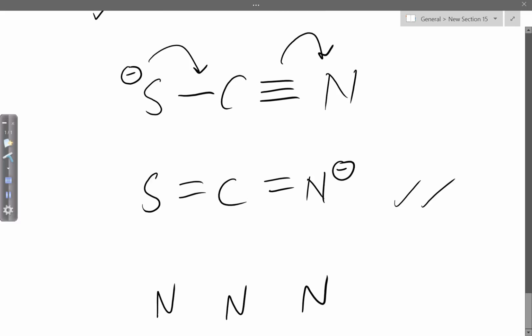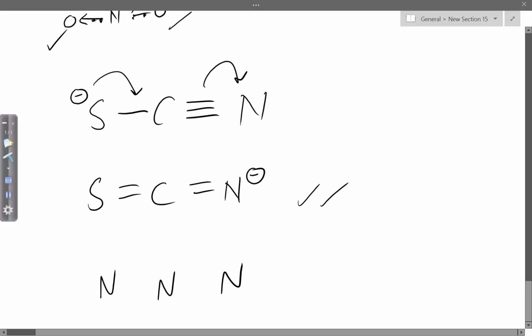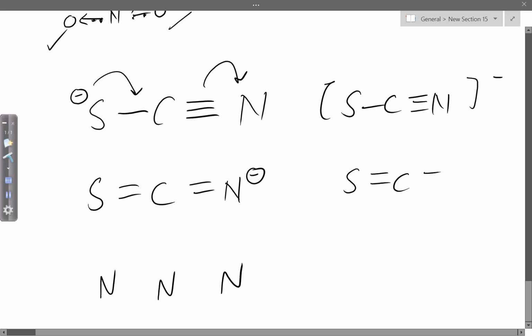Just for information, I think some schools teach this way: SCN and then put a negative charge outside. Like that it also works. If you draw it like that, the thing is that now you don't know which atom the negative charge is on, which means that both of these can become acceptable because it's quite vague. Just take note.